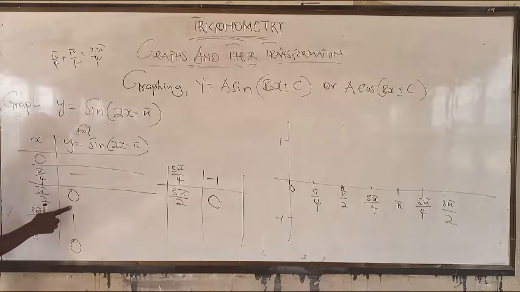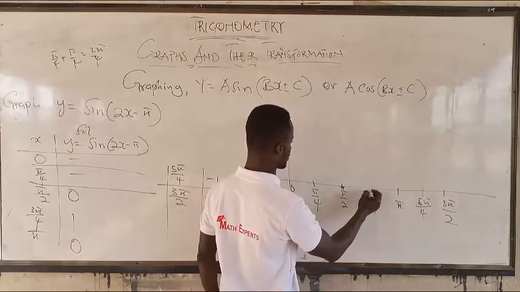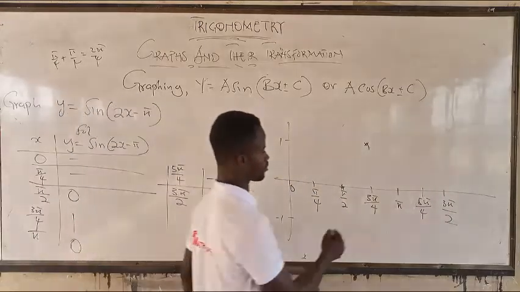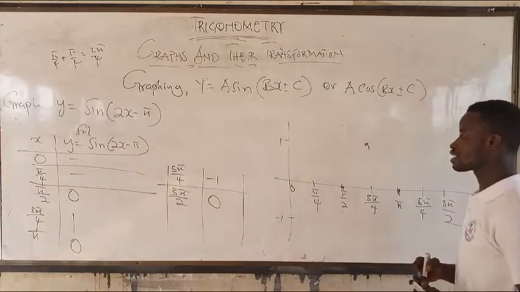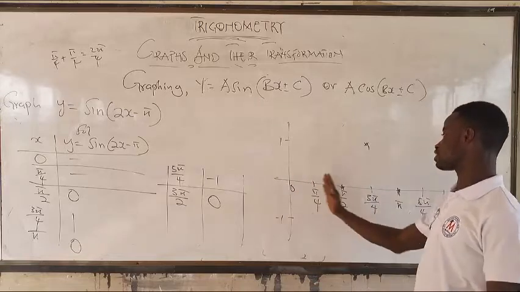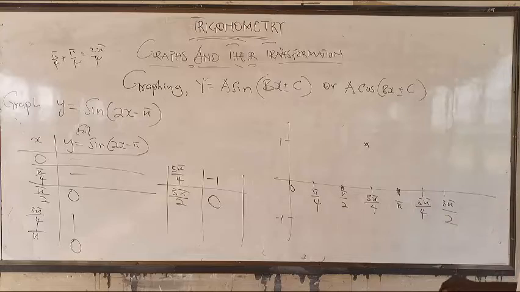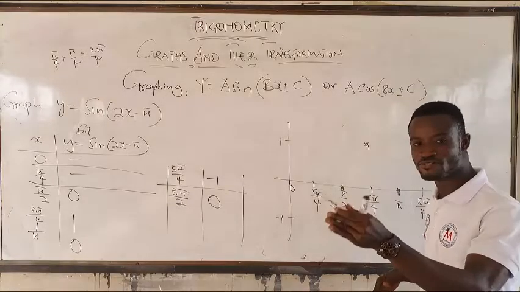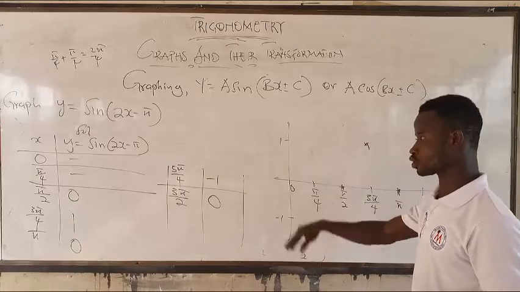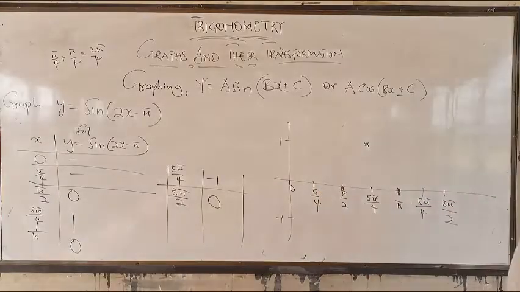So at pi on 2 you get 0. At 3 pi on 4 you get 1. At pi you get 0. So this is shifted to the right. At first it will be at the origin, but now it's shifted to the right, to pi on 2, and that is where the interval starts from. So you don't need to include this side. You can include the value, whatever value you get, on the table, but for the graph, leave it.